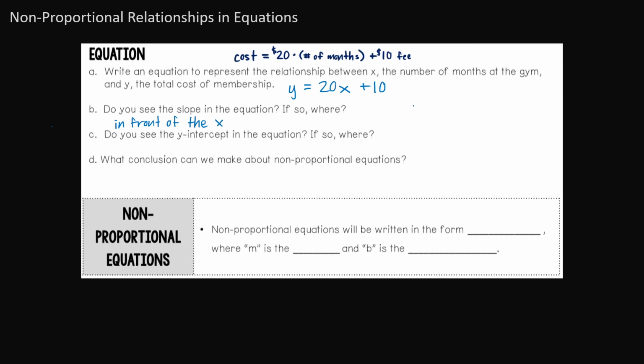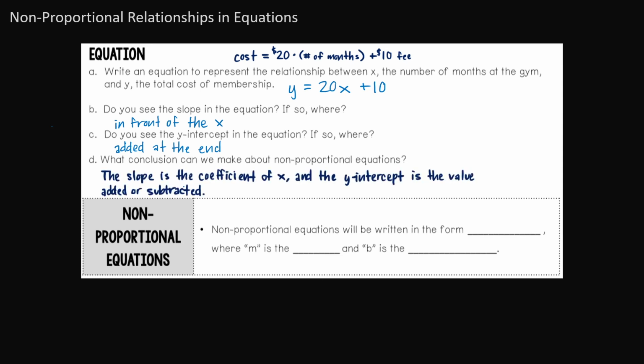We also see the y-intercept in this equation. It's this plus 10. The y-intercept is added at the end. And so we can make a conclusion about non-proportional equations. We can conclude that the slope is the coefficient of x. It's the number multiplied by x. And the y-intercept is the value that's added or subtracted at the end.